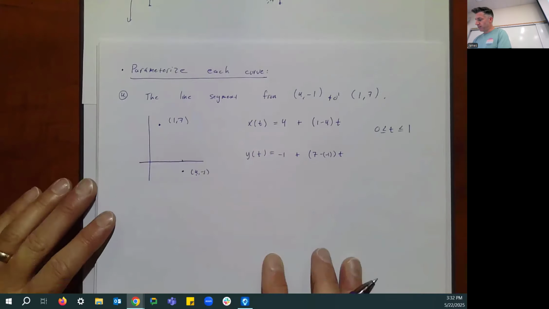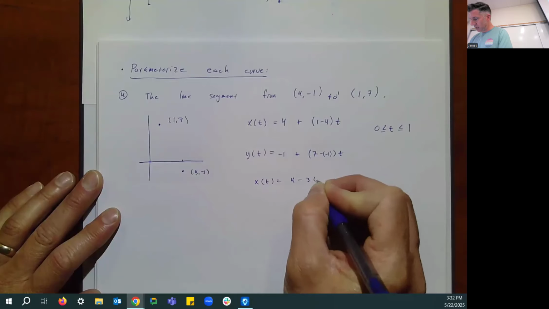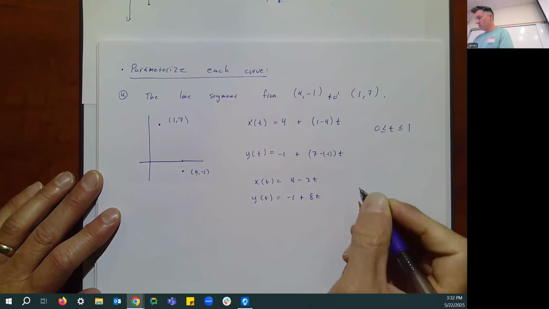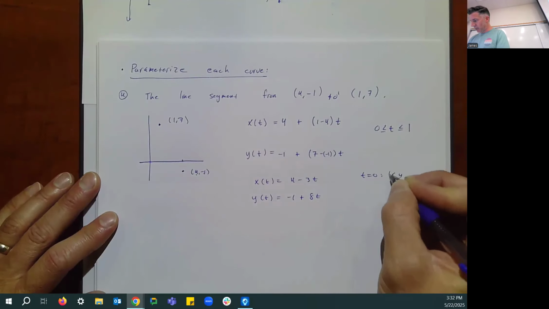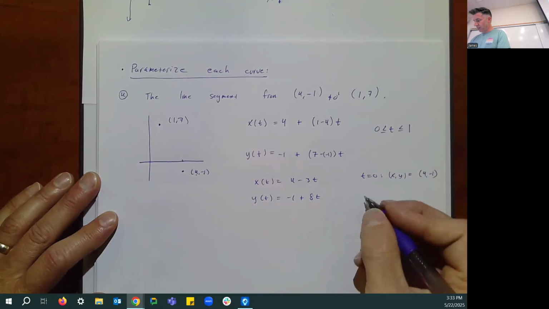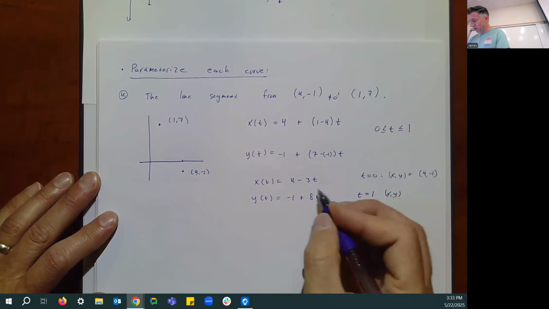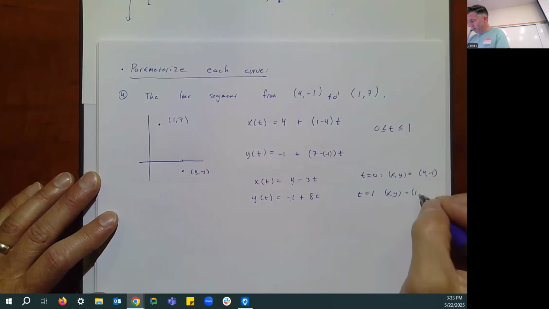Let's check it out. If x of t is 4 minus 3t and y of t is negative 1 plus 8t, when I plug in t equals 0, I get x comma y equal to, not surprisingly, 4 comma negative 1. When I plug in t equal to 1, I get x comma y equal to 4 minus 3 for x and negative 1 plus 8 for y.